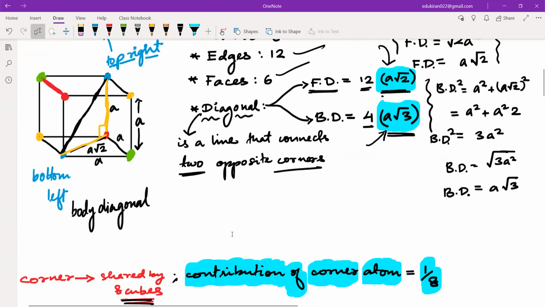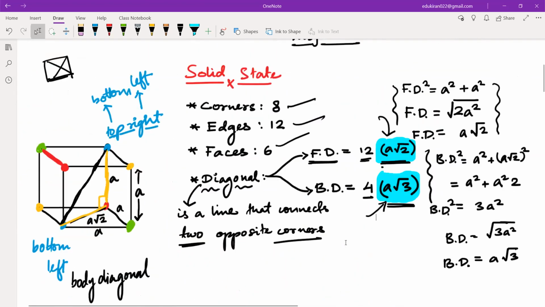Next are a few things. For example, why are we studying this cube? Because the atoms that we are going to study will be present in some parts of this cube, and we will be arranging them. We will be having this type of many cubes, and they will be making solids.